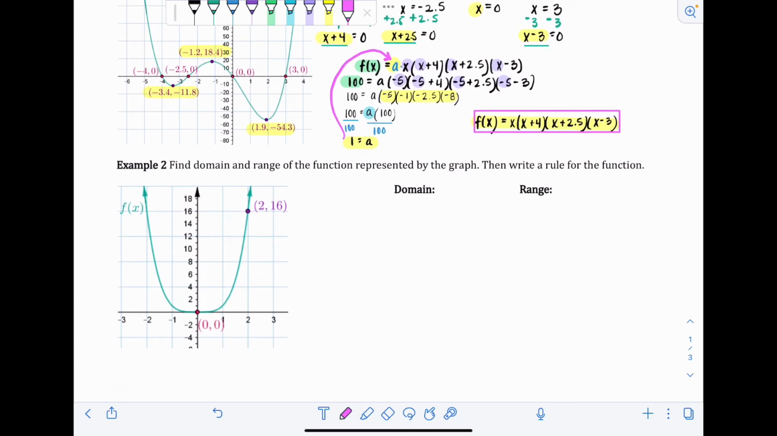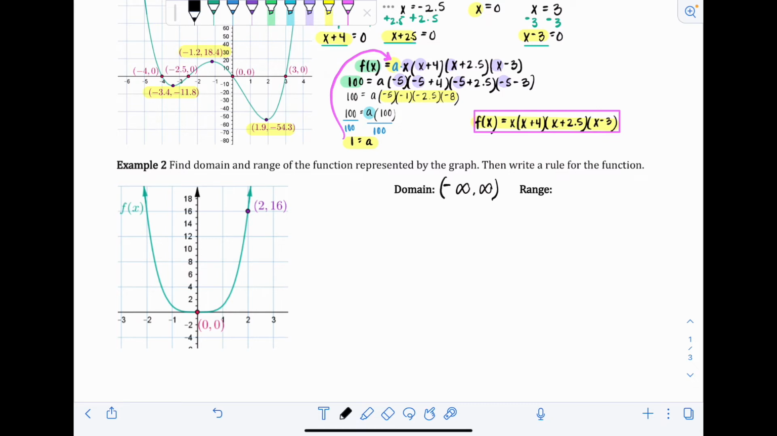So same thing applies here. The domain is always going to be all real numbers for a quartic function, unless there's some sort of domain restriction given by a real life problem, like a word problem. But we don't have that, we just have the function, so domain is all real numbers. So it goes from negative infinity to positive infinity.